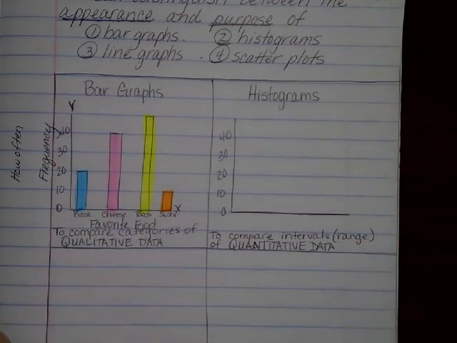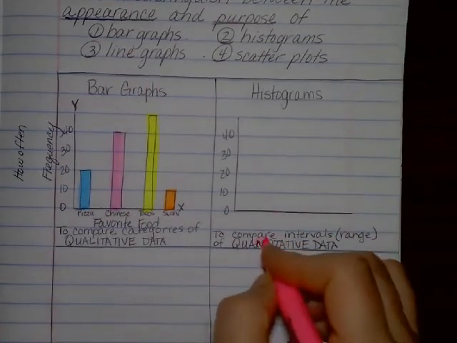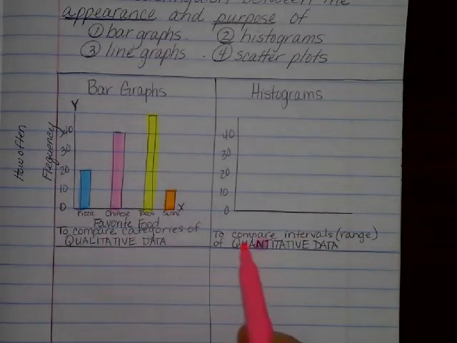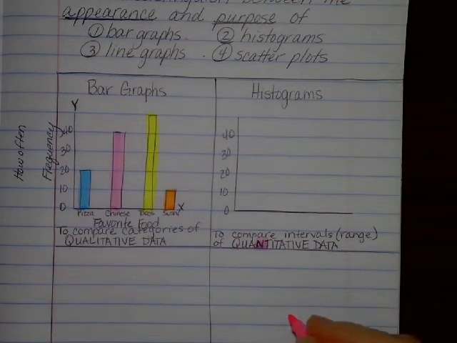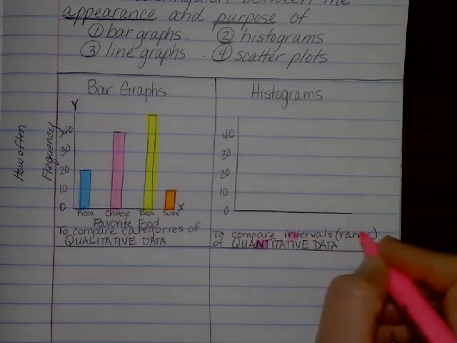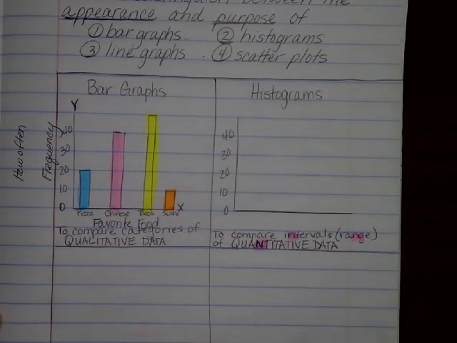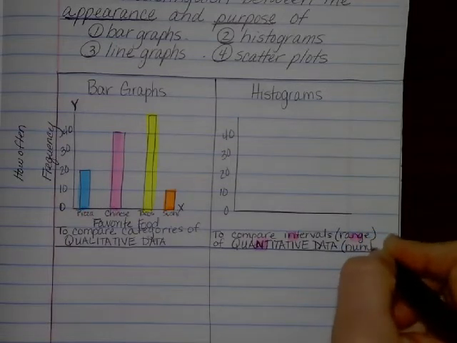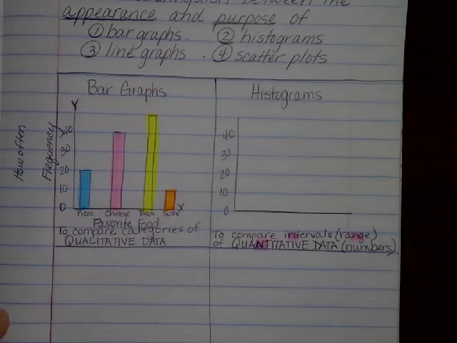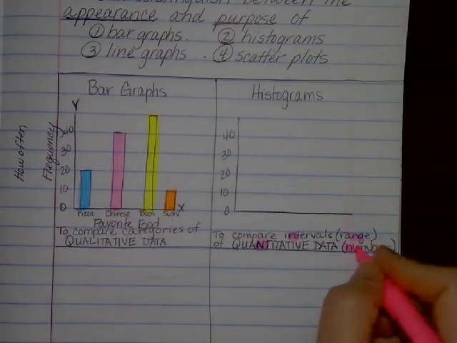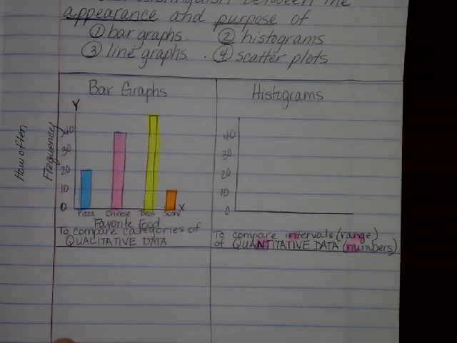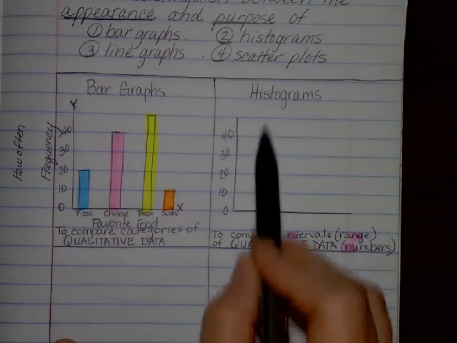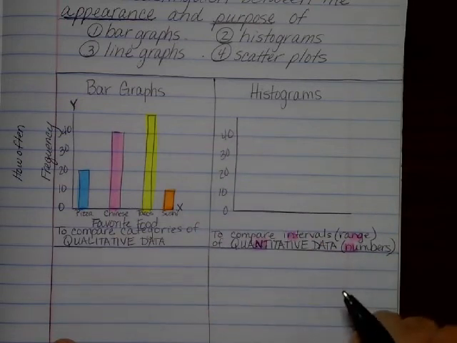And quantitative, I want you to really focus on that N in quantitative. Qualitative has an L, qualities of something. Quantitative has an N, intervals has an N, range has an N, and all of those N's need to remind you of numbers. Okay? Quantitative data is made up of numbers. So a histogram is going to use ranges of numbers to tell you the frequency of something.